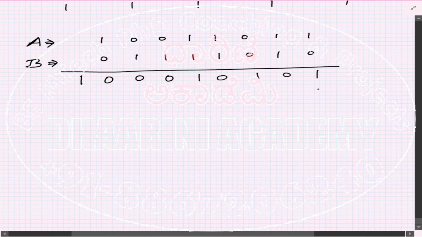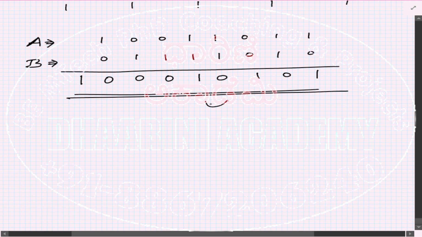1 0 0 0 1 0 1 0 1. This is how you do the calculation, correct? Out of which you can see that many times you have the carry coming in, correct? So when I think from, you see that there will be a carry from 1 plus 1. So there is a carry coming in, right? This is a carry, correct? So I also have a carry. There is also 1 plus 1. So you have a carry coming in.